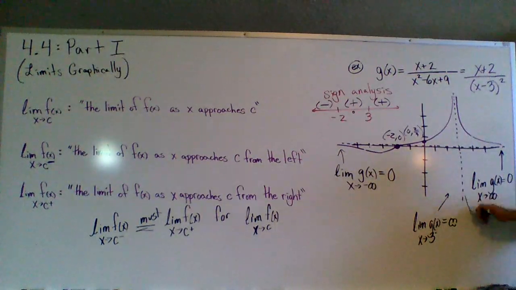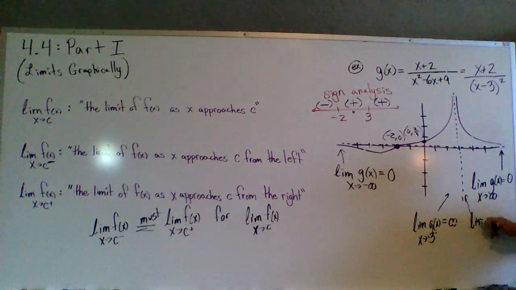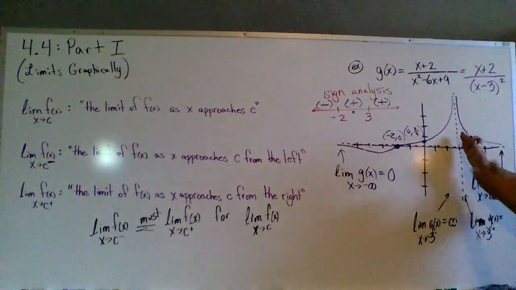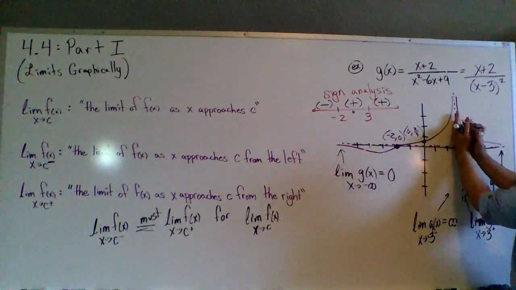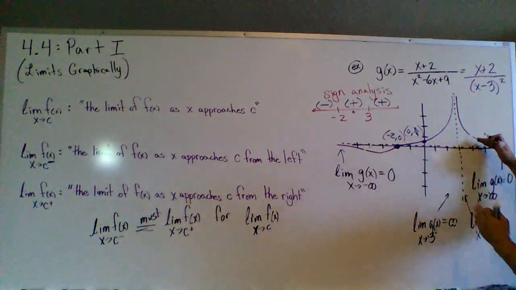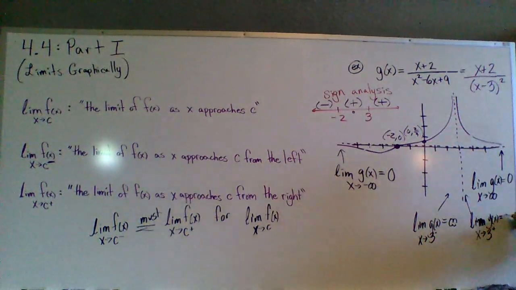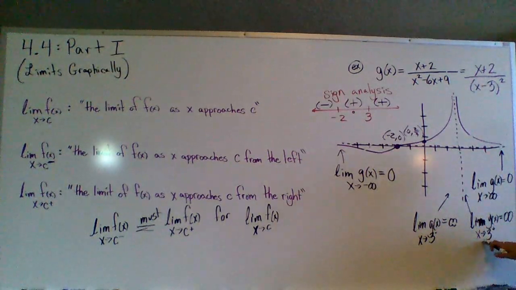Okay, as we talk about this guy, this is going to be the limit of g of x as x approaches 3 from the right. Okay, so now we're approaching 3 from the right side. X is getting closer and closer to 3, y keeps going higher and higher. Y is approaching infinity. So the limit of g of x as x approaches 3 from the right is infinity.